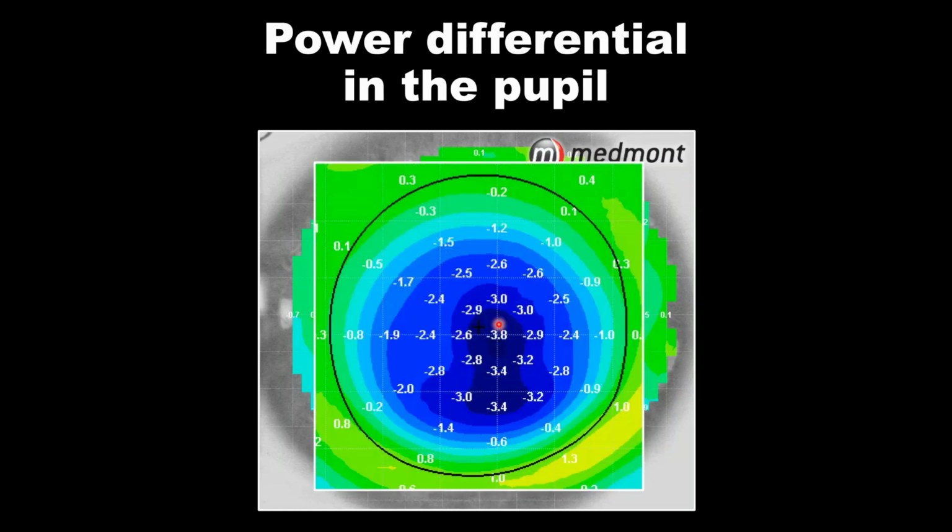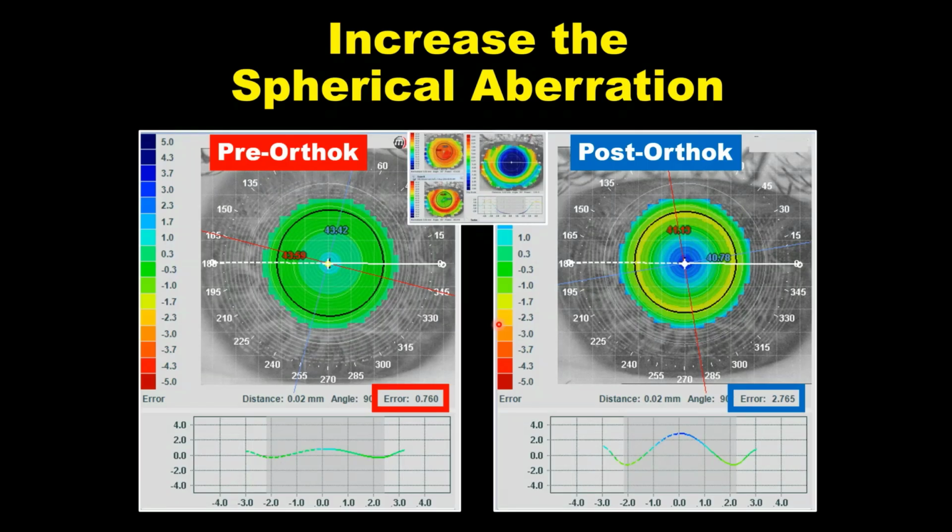Now that's a little more obvious if I zoom in, and you can do that by right-clicking with your cursor on the topography map and then just zooming in a little bit. Now, one of the things that I kind of favor is using the spherical aberration values that the Medmont gives us. And the reason for this is it gives us more of a global picture.